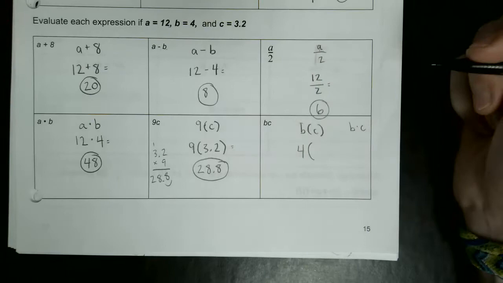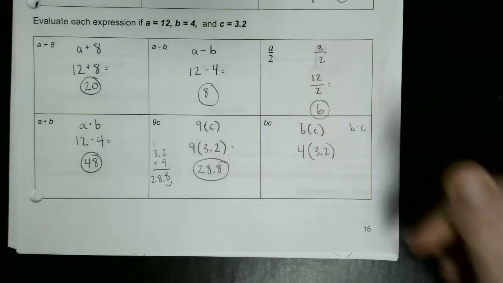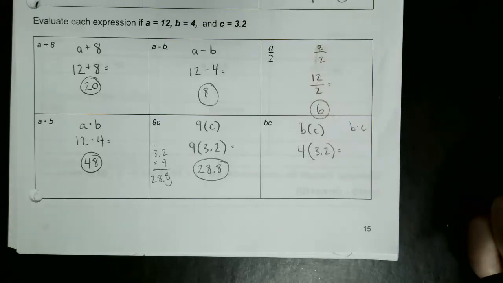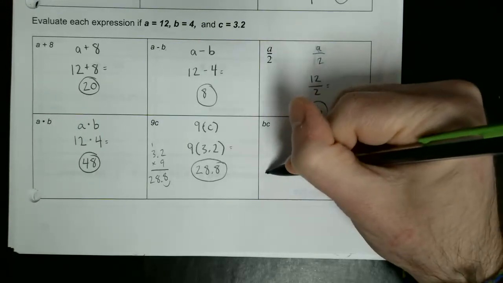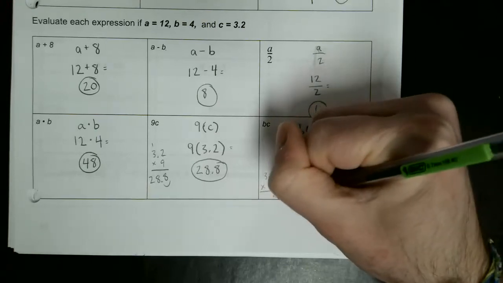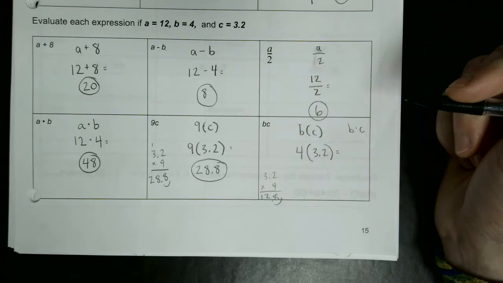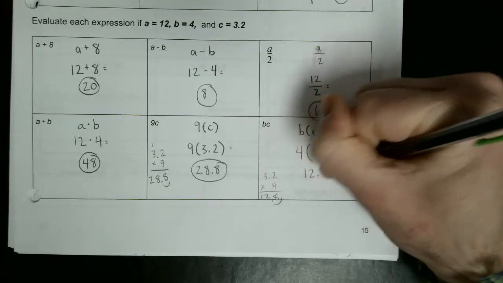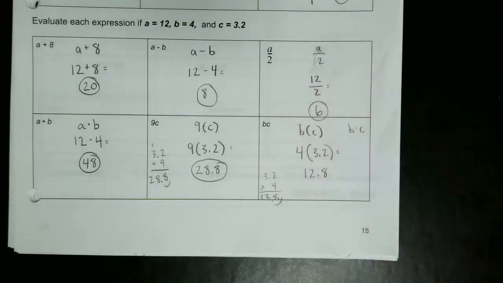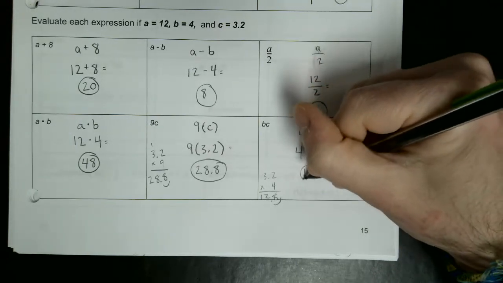C is 3 2/10. So all we have to do is multiply those. Let's do that right here. That one's pretty easy. 12 8/10, which makes sense because 4 times 3 is 12, and then a little bit more would be those 8/10. So if you tried those on your own, hopefully those went well.